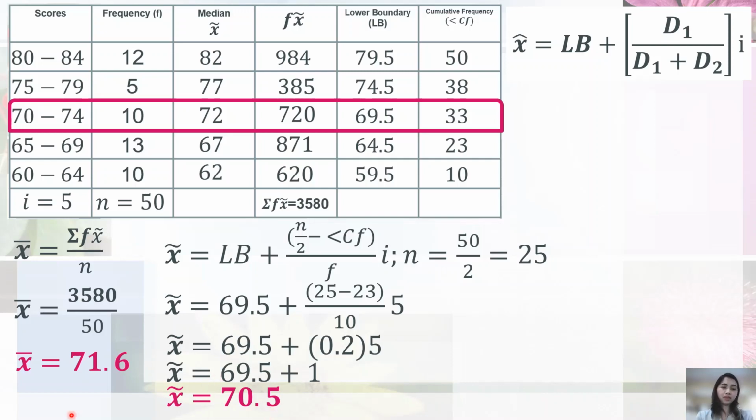You will notice that the median and the mean are not too far from each other. Since this one is 71.6, this one is almost 71. So let's have now the mode.